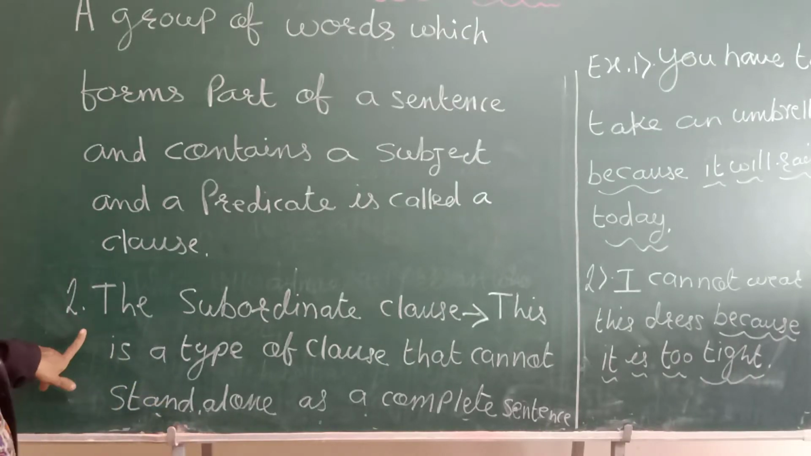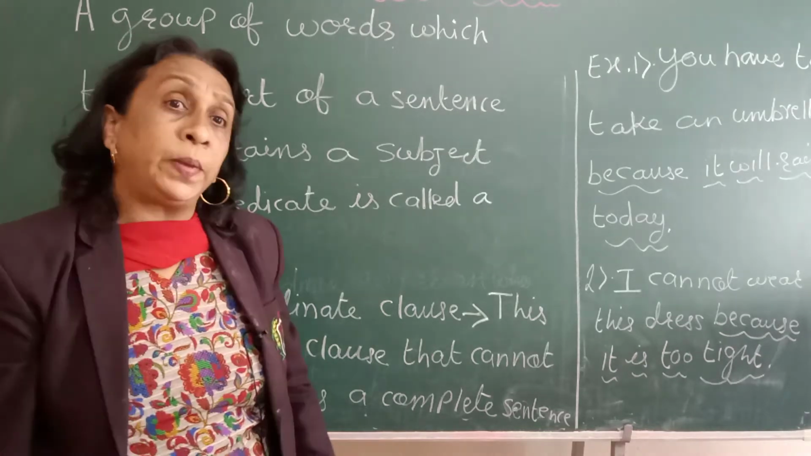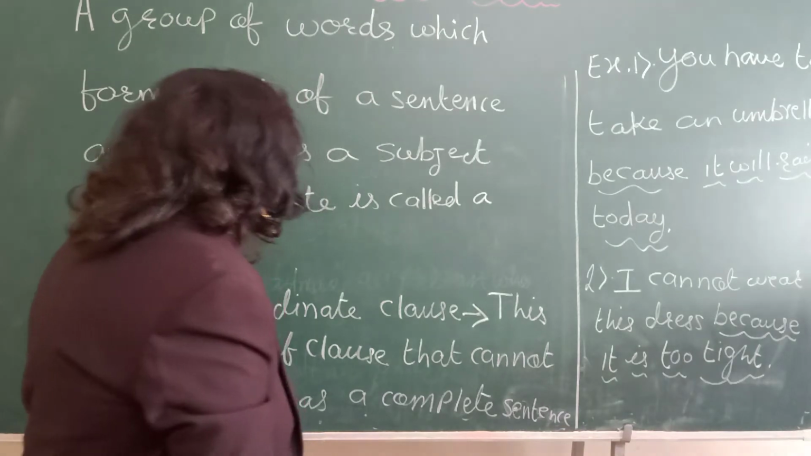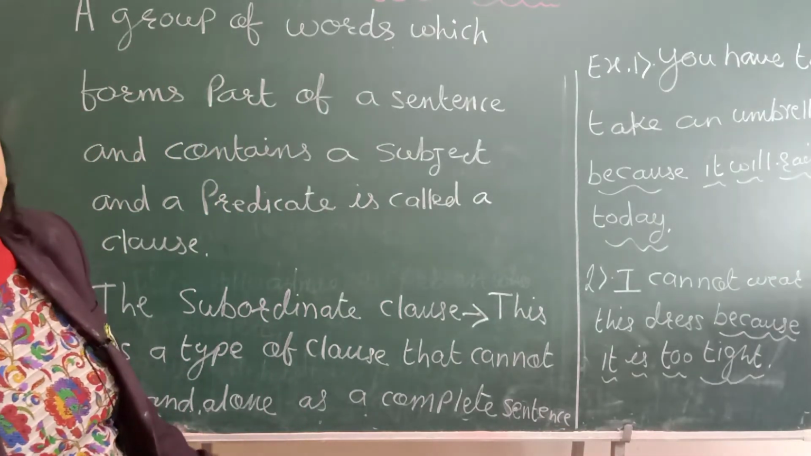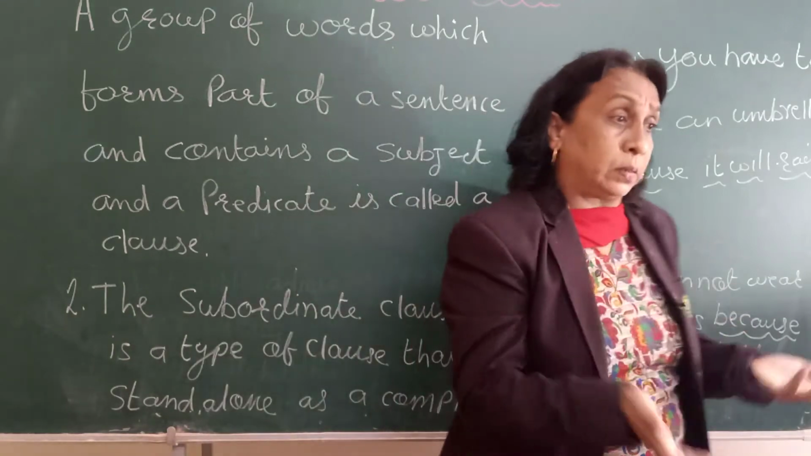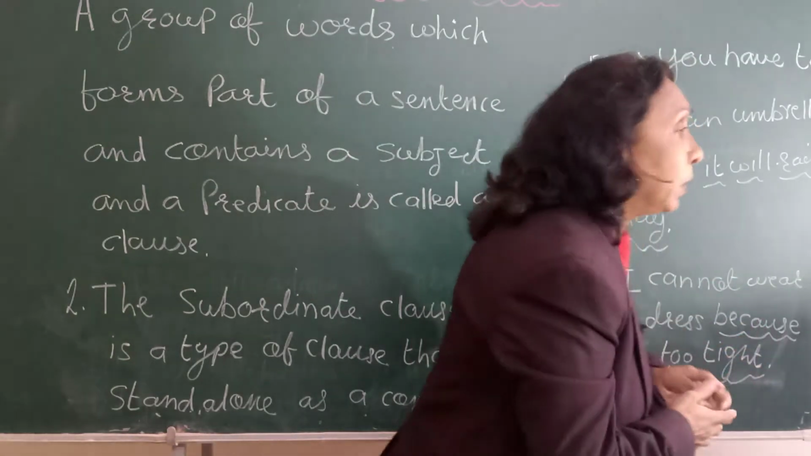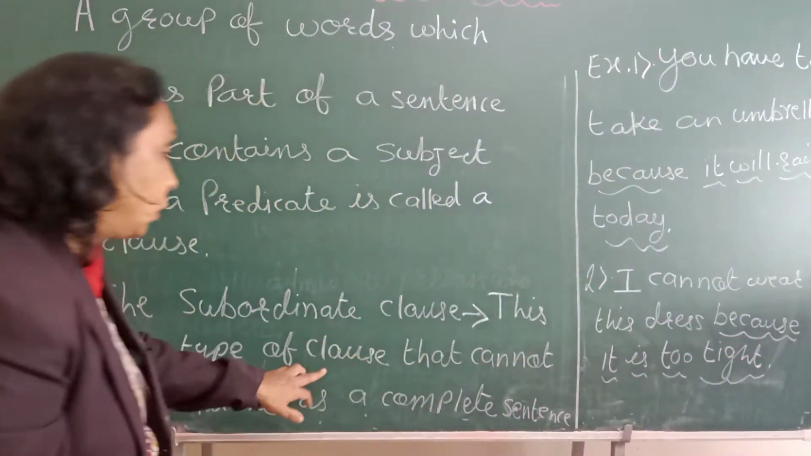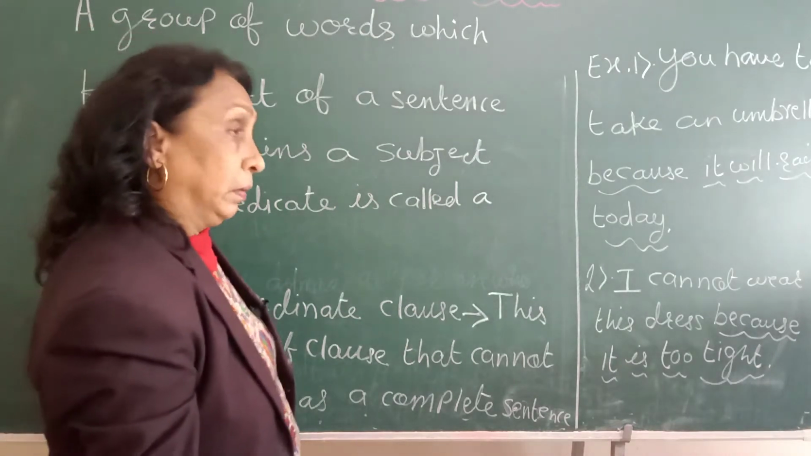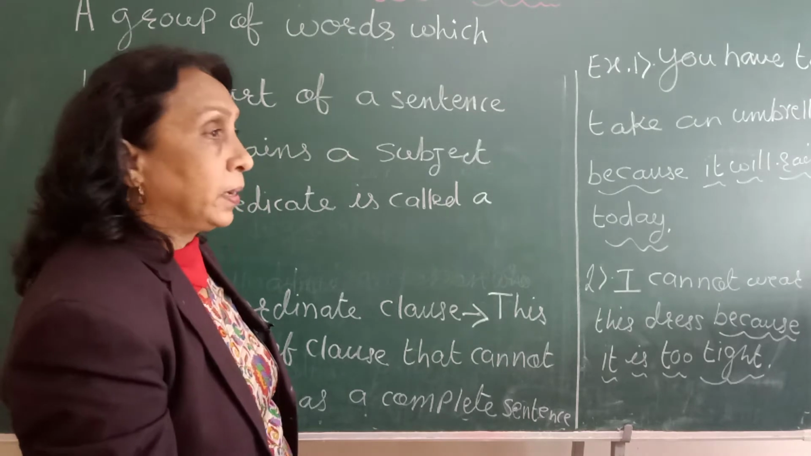Now look at the second one. The second one is the subordinate clause. What do you mean by subordinate clause? This is a type of clause that cannot stand alone as a complete sentence. Suppose we write it, you cannot understand it. We have to take the support of the main clause. So a subordinate clause cannot stand alone; if you write it alone, you cannot understand it as a complete sentence.